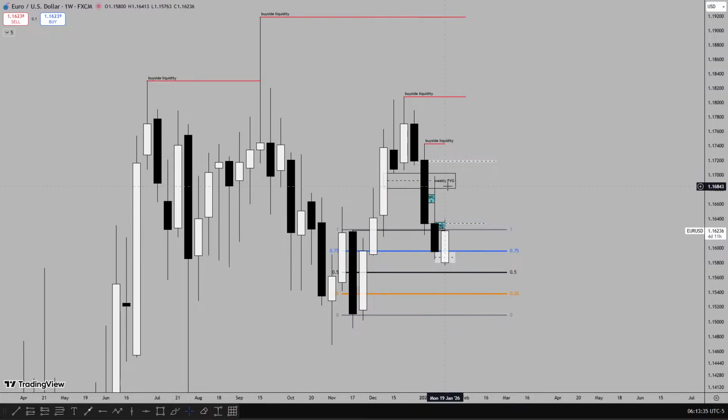Price used the weekly fair value gap as an inversion fair value gap to trade deep into the order block. Still the same idea. Going below the mid range, we will be anticipating lower prices. But as long as price is still above the 0.5 level, I will be anticipating higher prices.